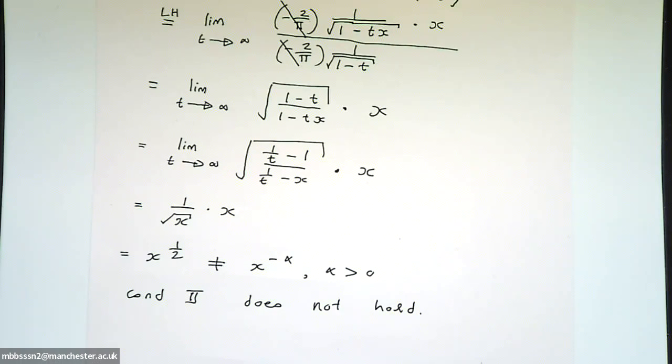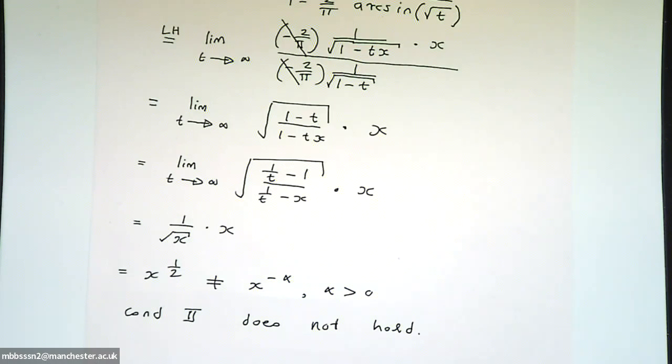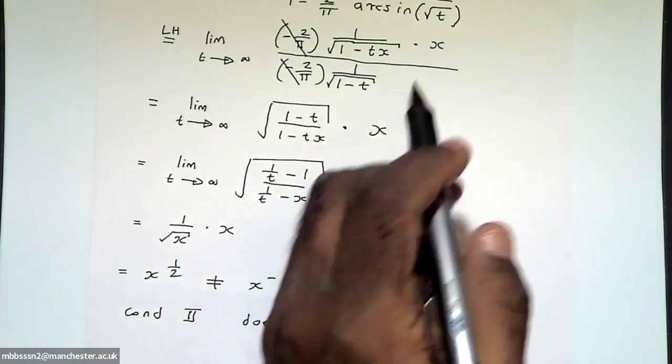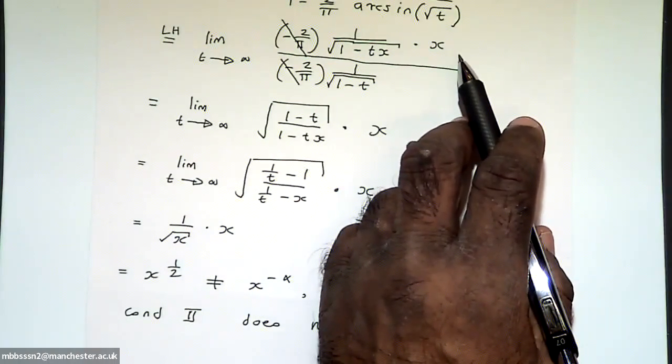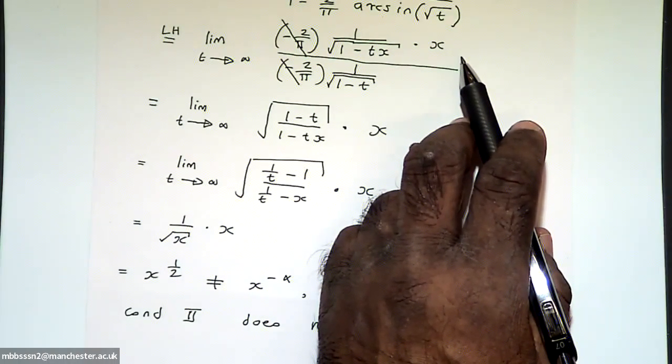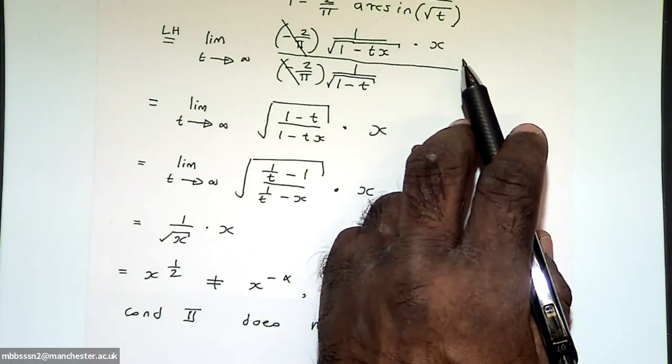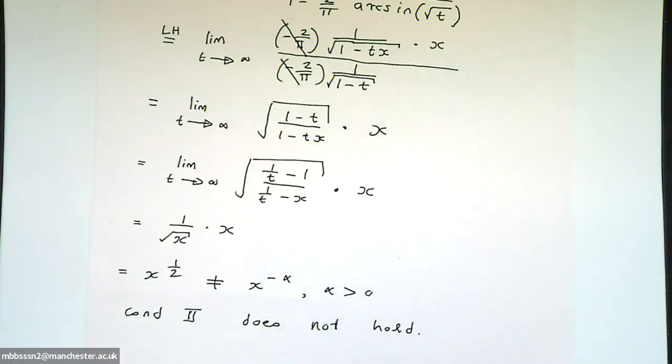And the limit that we are getting here, unless I made a mistake, is... did I do this right? Just a minute. Should differentiate this with respect to t. Yeah, okay, I think it's right. So condition two does not hold.